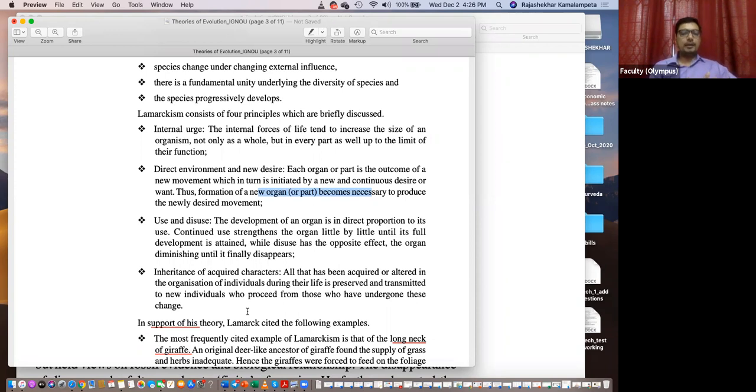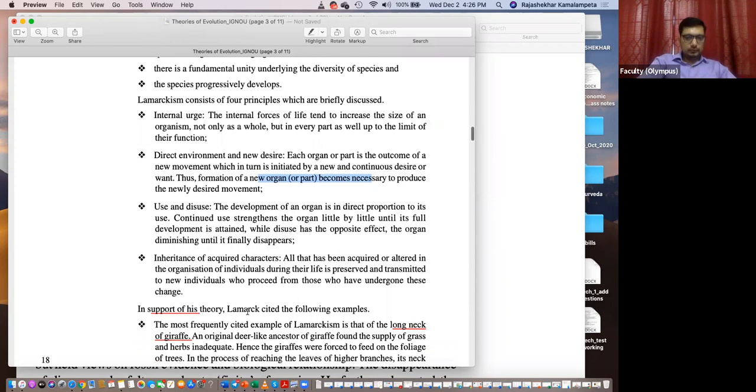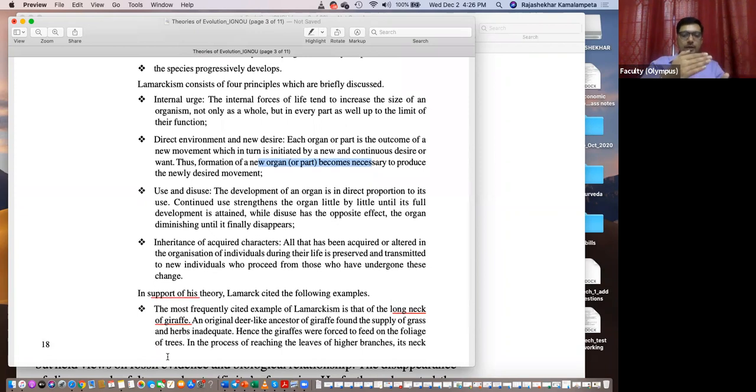Okay, right. This is what happened with the direct environment and new design. To satisfy that, a new organ probably formed eventually, but not in the same generation. Few changes happened and accumulated, and the accumulated changes went on to the next generation. So use and disuse. We'll talk more about this direct environment part in continuation with the inheritance of acquired characteristics.